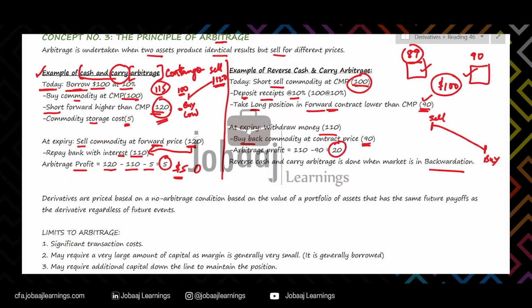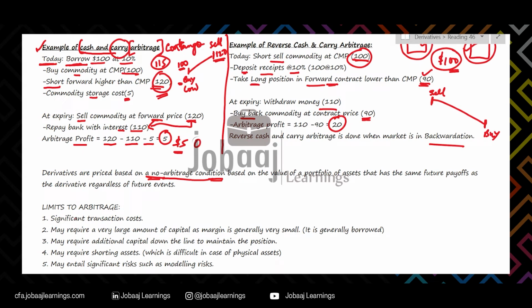Note that derivatives are priced on a no arbitrage condition. That is, when the derivative instruments are priced, these are done in such a way that there is no arbitrage possible in the market. Limitations to arbitrage: there are significant transaction costs, which makes it difficult to earn profits out of mispricing.